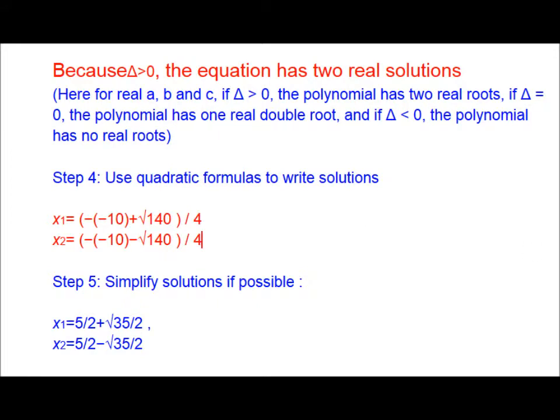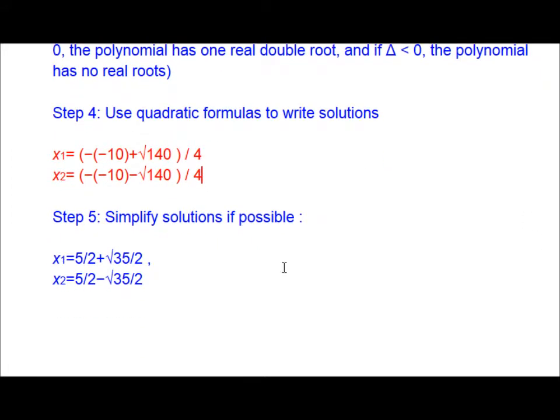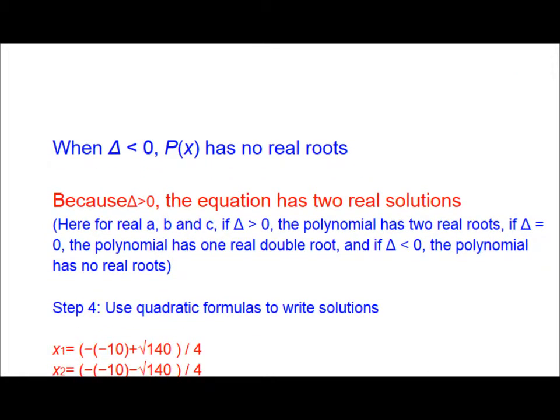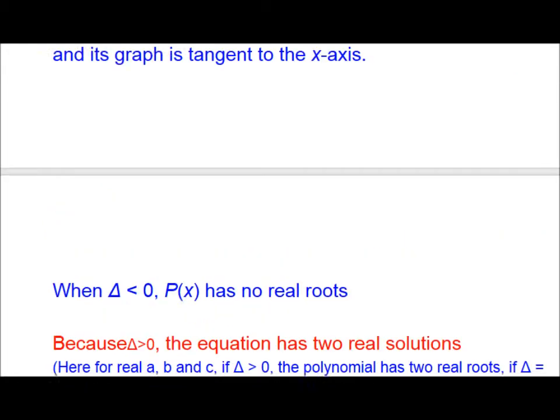Solving further and simplifying if possible, we will get this answer. The first root is 5 by 2 plus root 35 by 2, and the second root is 5 by 2 minus root 35 by 2. I hope you understood how to calculate the roots of a quadratic equation.